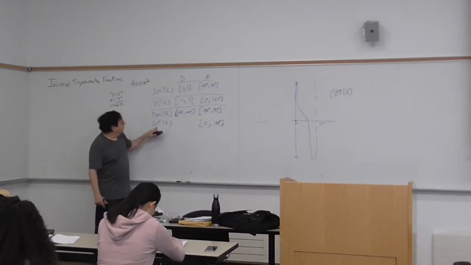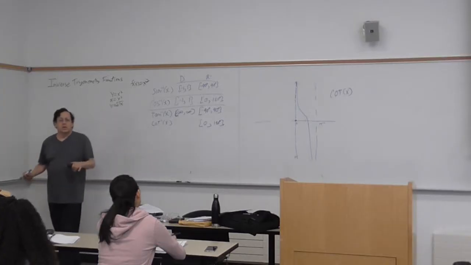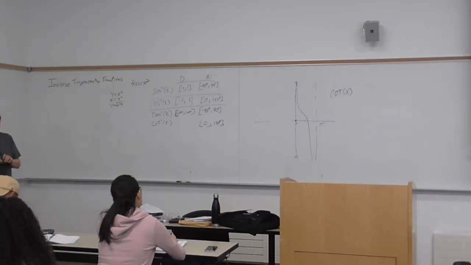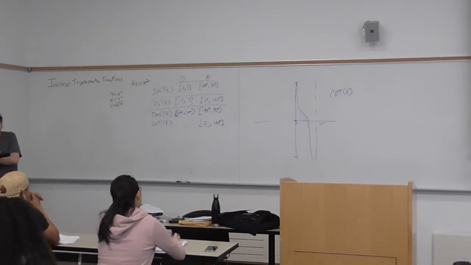Anyone have any thoughts on what the domain of the inverse cotangent must be? Somebody was saying something before, I missed. Don't be shy. Somebody out there has the same thought you're having, hopefully.